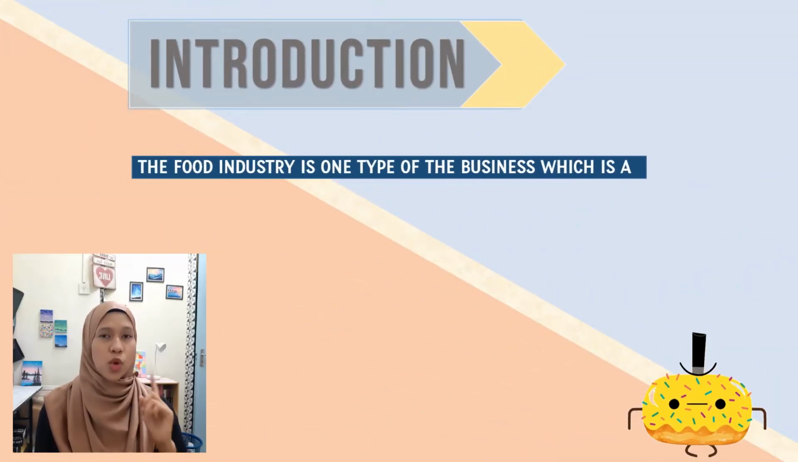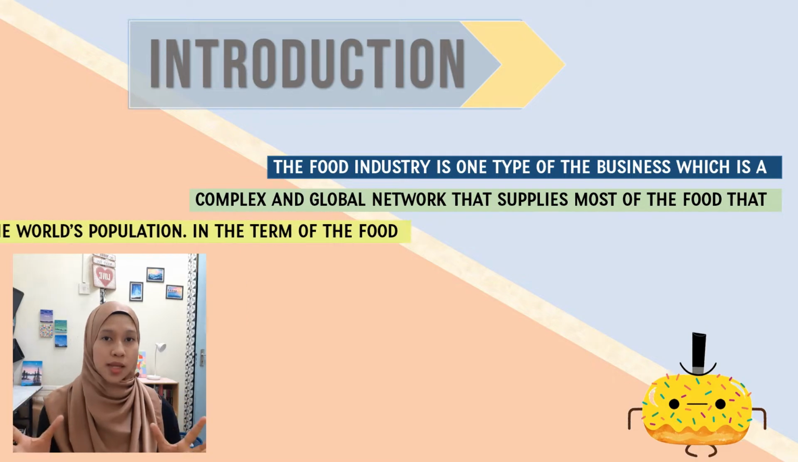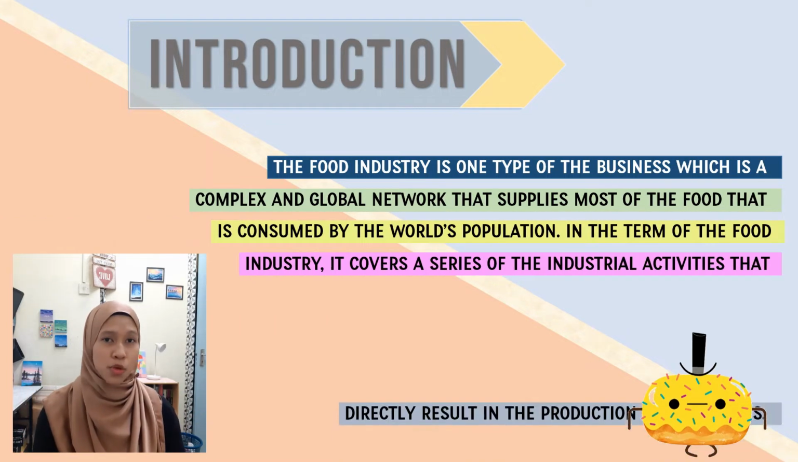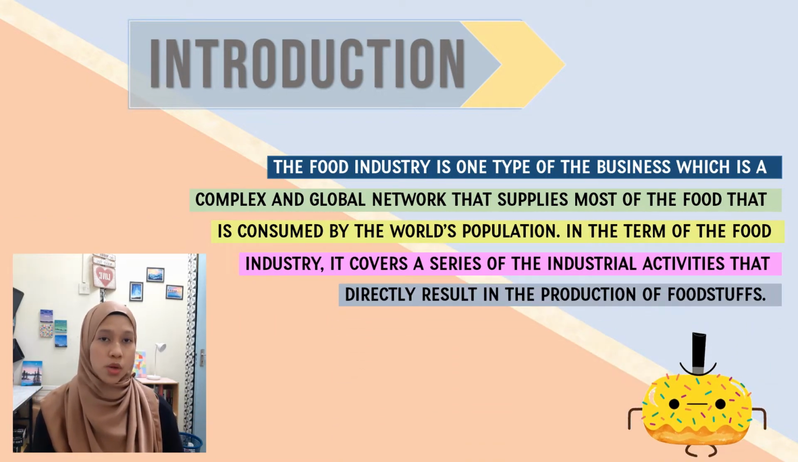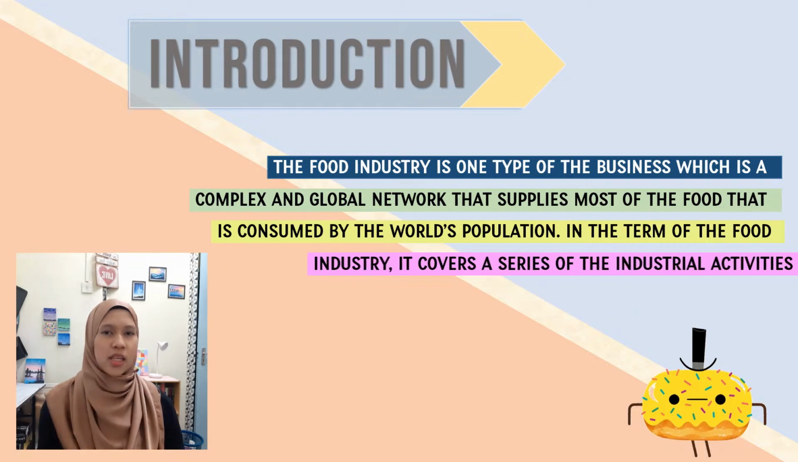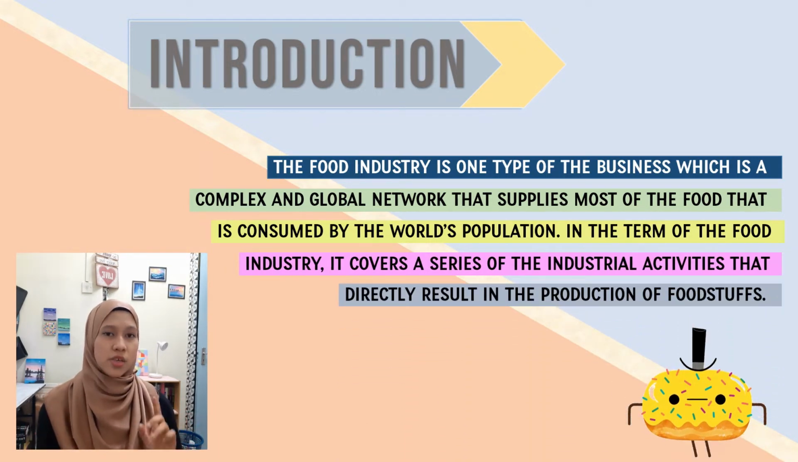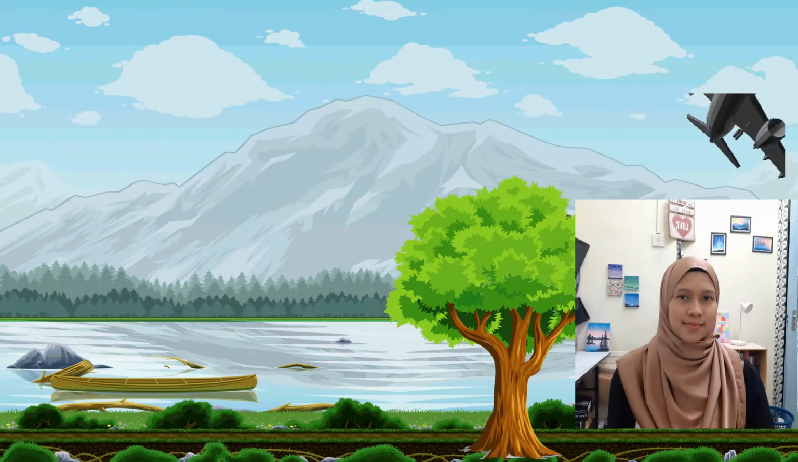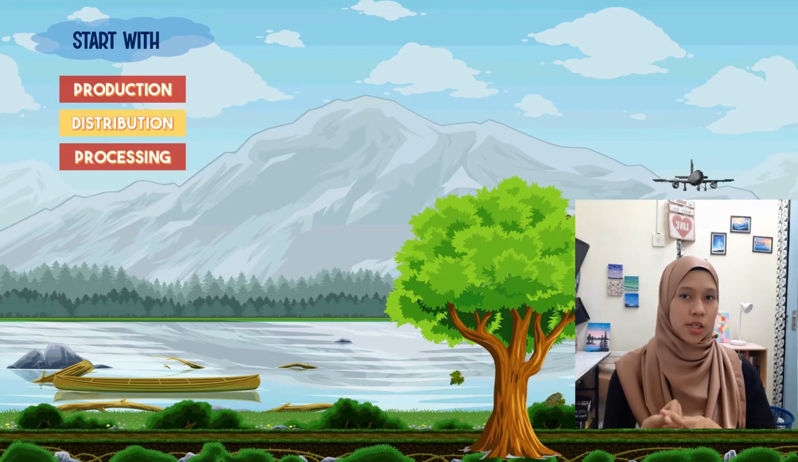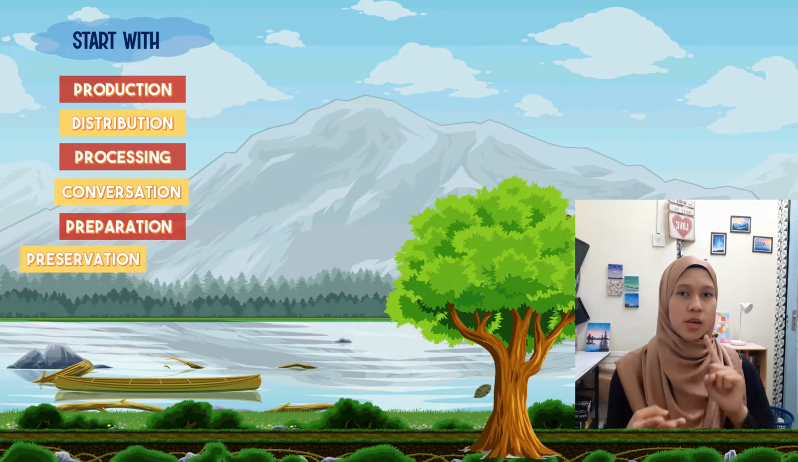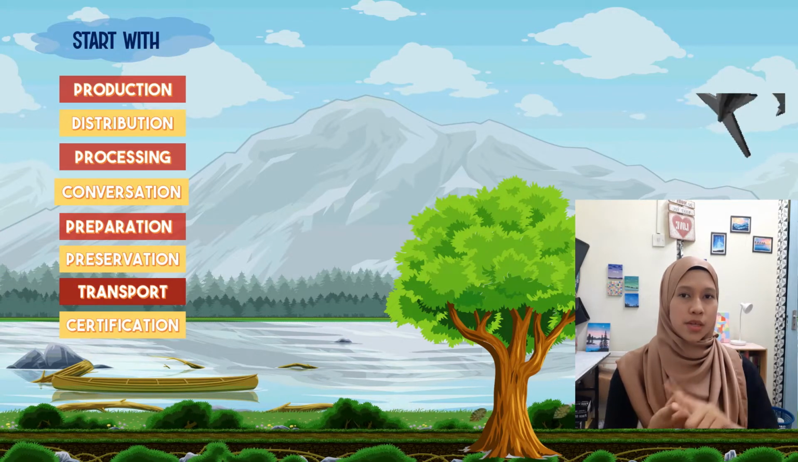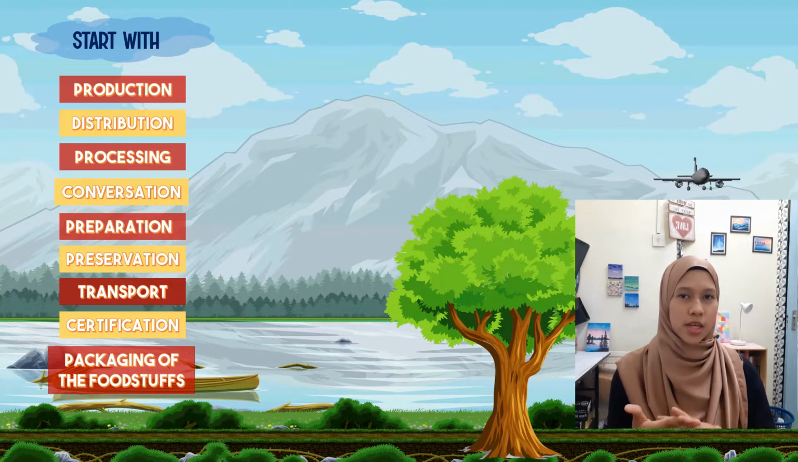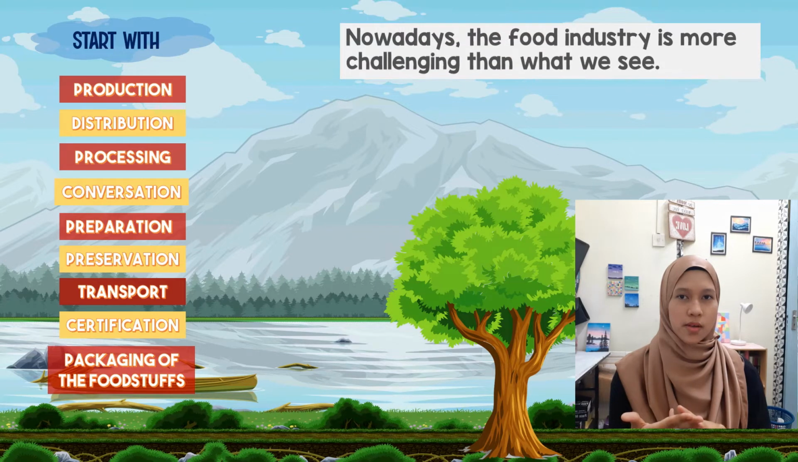The food industry is a type of business which is a complex and global network that supplies most of the food that is consumed by the world's population. In terms of the food industry, it covers a series of industrial activities that directly result in the production of foodstuff. The flow starts with production, distribution, processing, conservation, preparation, preservation, transport, certification, and packing of the foodstuff.